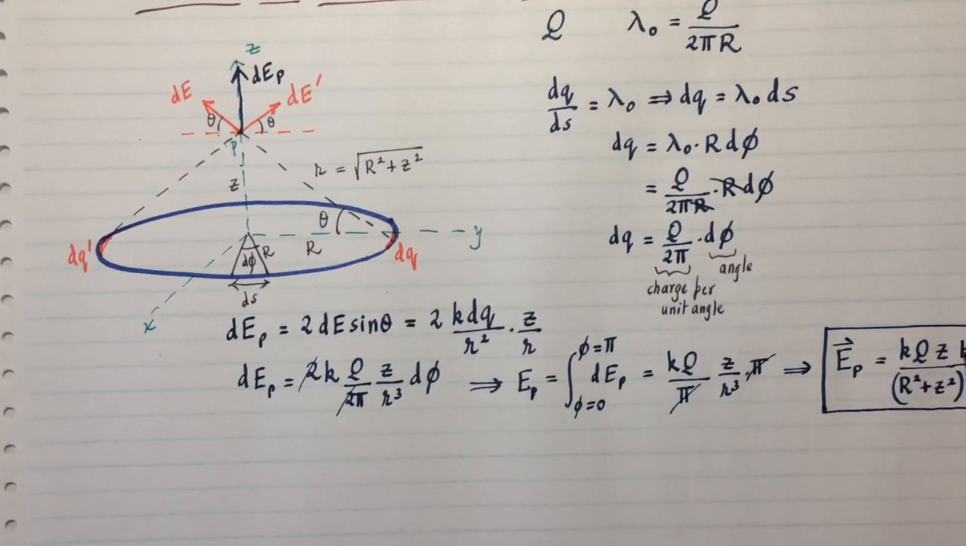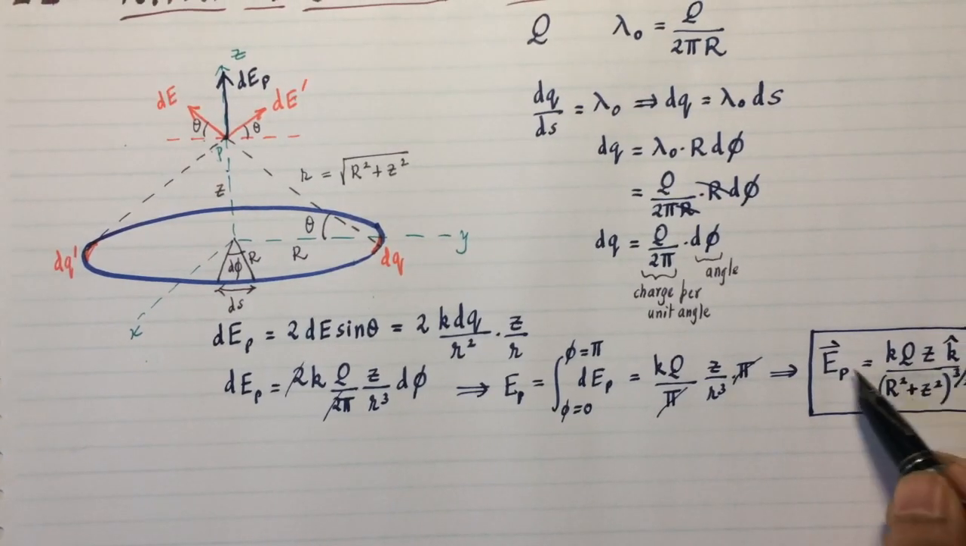The direction is, of course, along the k hat direction, so we can, if you like, make this a vector equation. I was a little hesitant to do this because there are 2 k's here. This is Coulomb's constant and that is the unit vector k. Please don't confuse them.